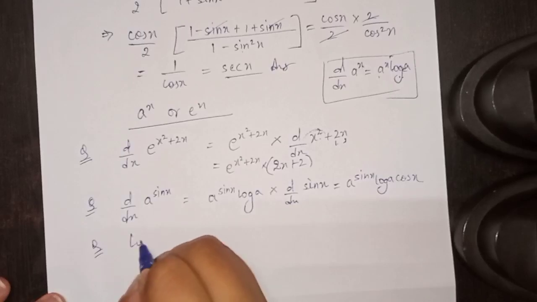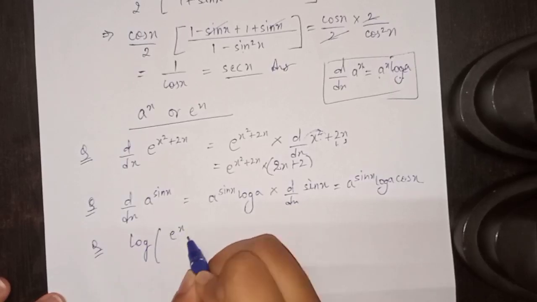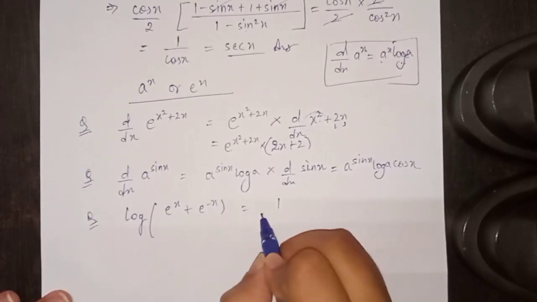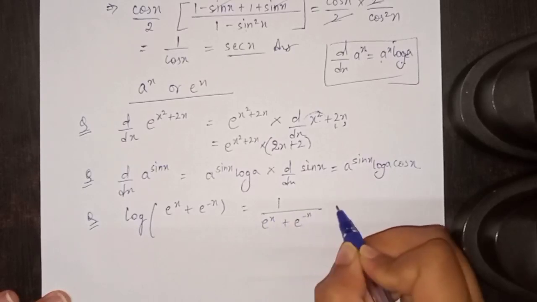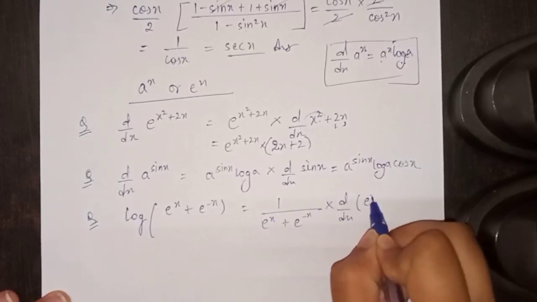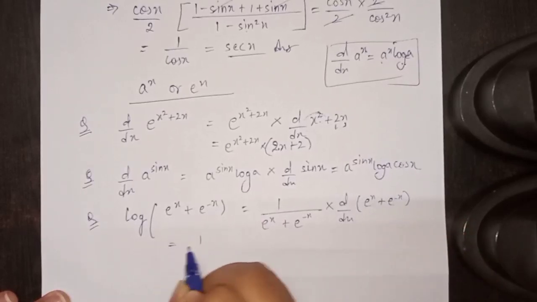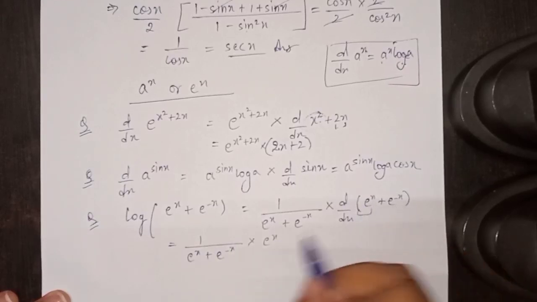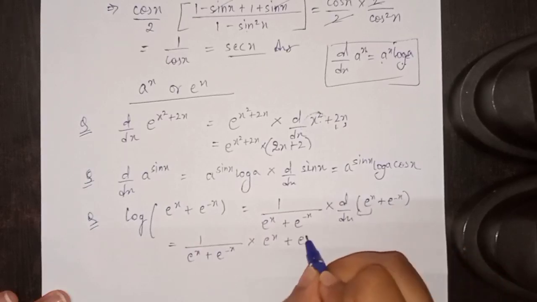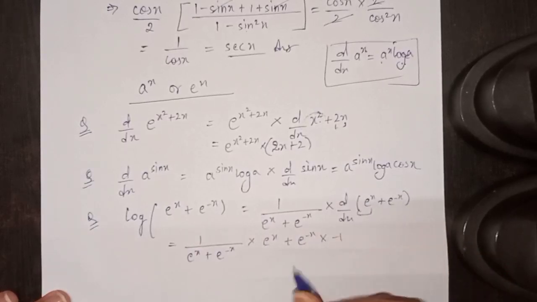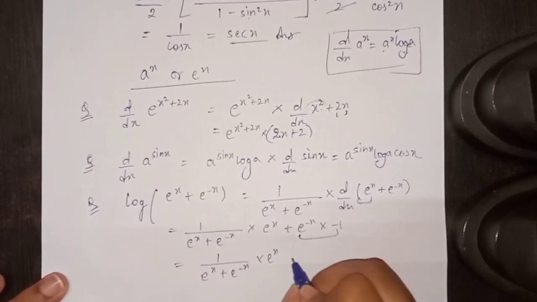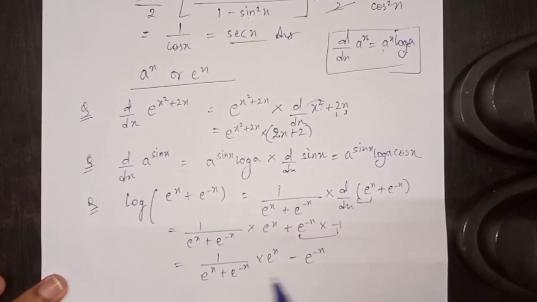Next question, log of e to the power x plus e to the power minus x. Try to solve this. This will be 1 divided by e to the power x plus e to the power minus x into d by dx of e to the power x plus e to the power minus x. 1 divided by e to the power x plus e to the power minus x into e to the power x plus e to the power minus x into minus 1. Okay. 1 divided by e to the power x plus e to the power minus x into e to the power x plus minus e to the power minus x, and then you can solve it.